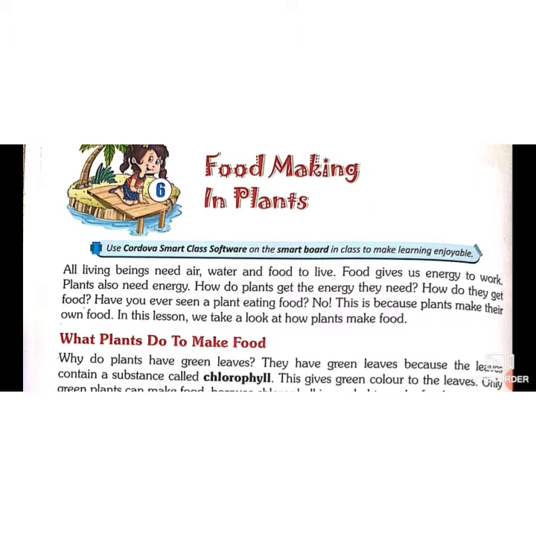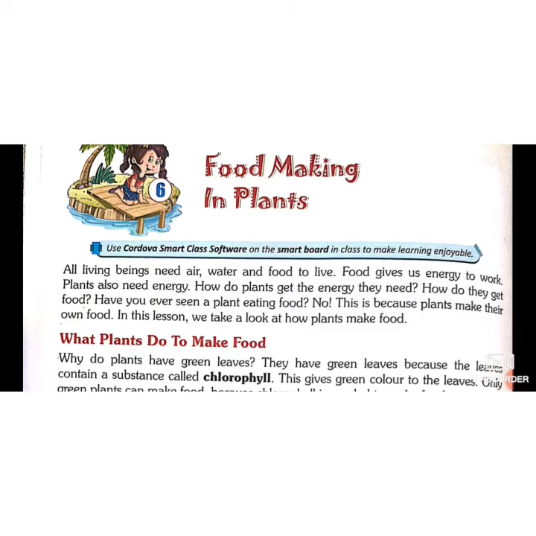Today, we will revise our lesson number 6, food making in plants. We also make food in our kitchens, but the method of making food in plants is different. So, how can they make food? Do they have a kitchen? No, they don't have a kitchen, but a part of the plant which is called the leaf is called the kitchen of the plant.